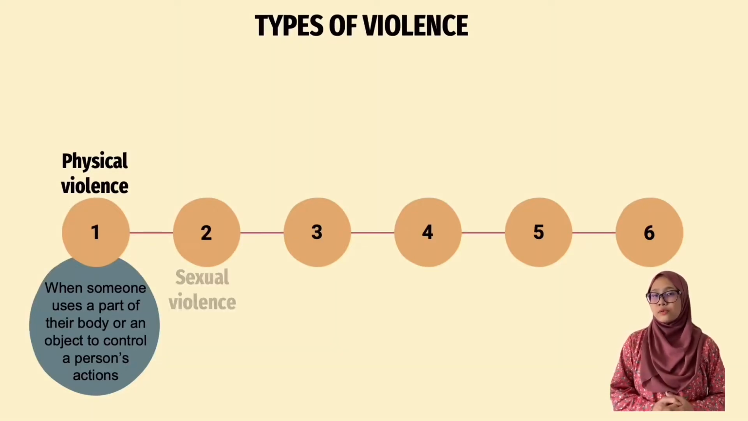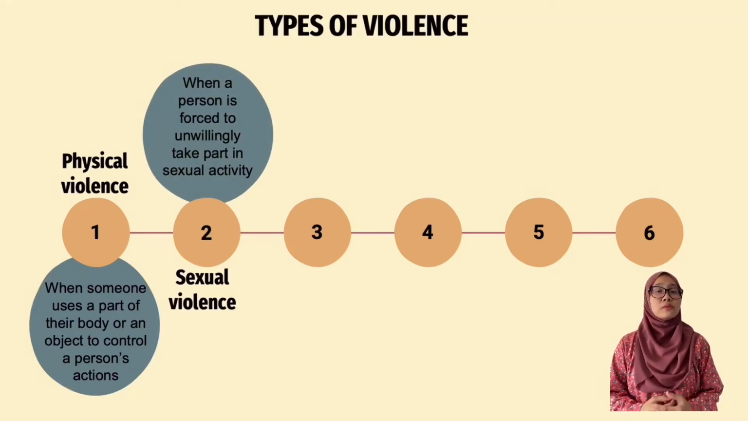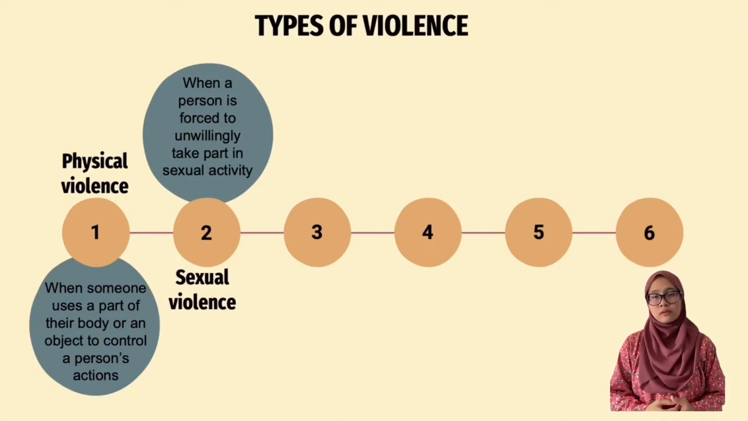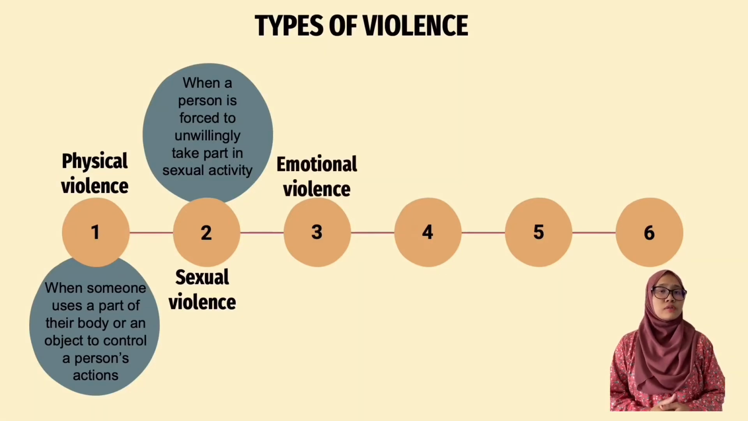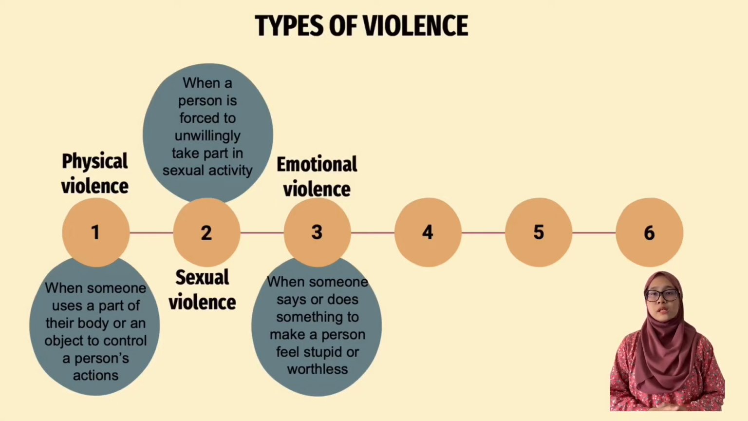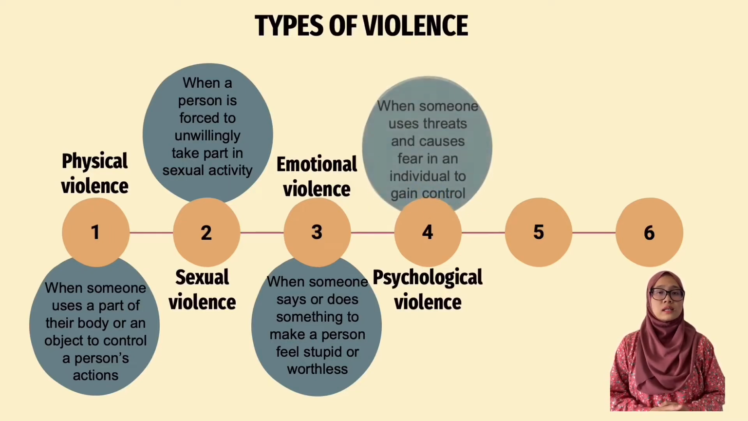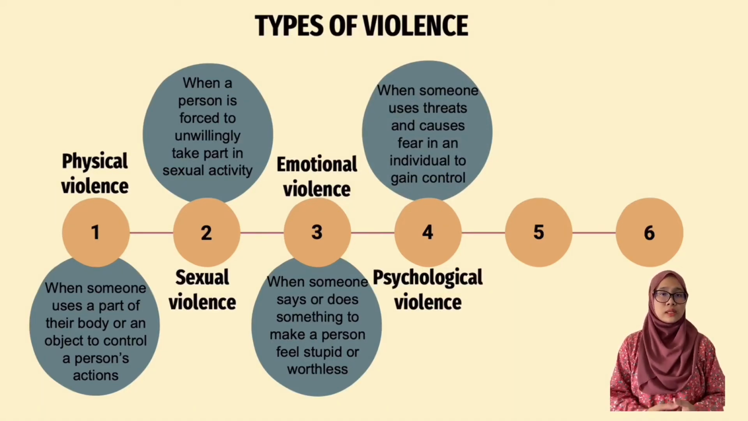Secondly, sexual violence. Sexual violence occurs when a person is forced to unwillingly take part in sexual activity. The third one is emotional violence. Emotional violence occurs when someone says or does something to make a person feel stupid or worthless. Next, psychological violence. Psychological violence occurs when someone uses threats and causes fear in an individual to gain control.